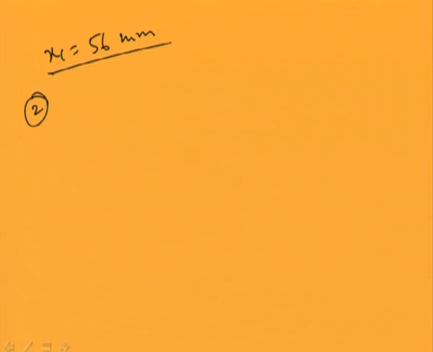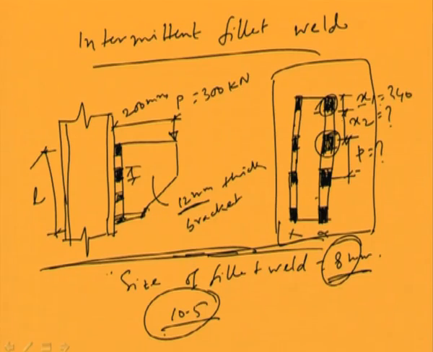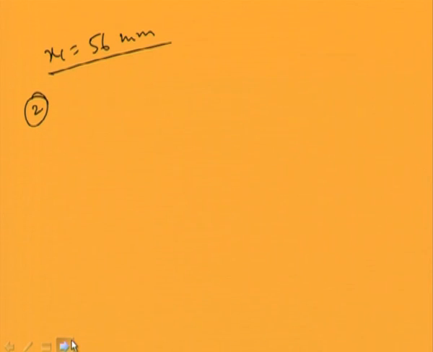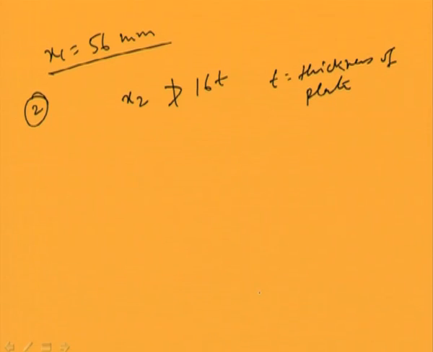Next we will do x2, that means the clear spacing between the two adjacent intermittent welds. So x2 is the clear spacing between two adjacent intermittent welds. So how to find out? This also has been mentioned in the code. As per code, this clear spacing should not be greater than 16 T, where T is the thickness of the plate, and here the plate thickness is 12. So 16 into 12, that means it should not be greater than 192.